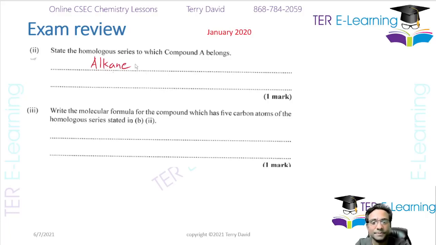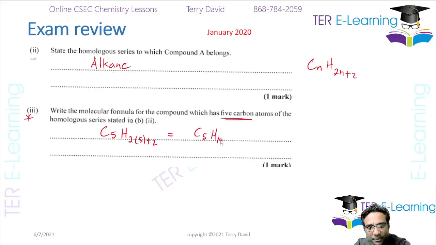It's an alkene. Right? Now, the next part here, they said write the formula of the compound which has 5 carbon atoms. So, if you need to answer this, you need to know the general formula. So, the general formula for an alkene is CnH2n plus 2. That's the general formula for an alkene. Right? But in this case, we have 5 carbon atoms. So here's what you're going to do. C5H, and you're going to plug it into the formula. So it's 2 multiplied by 5 plus 2. So therefore, this compound here is going to be C5H, 5 2s are 10, plus 2.